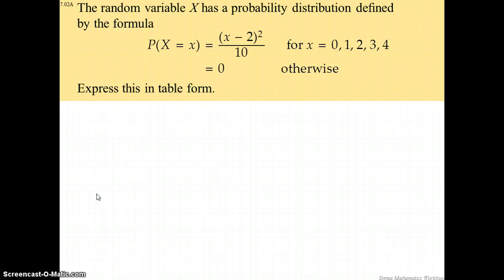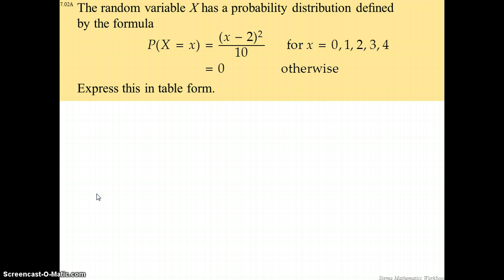Okay, expected value, example number 1. A random variable x has a probability distribution defined by the formula, and there the formula is. The values of x can be anything between 0, 1, 2, 3 and 4. Express this in a table form.